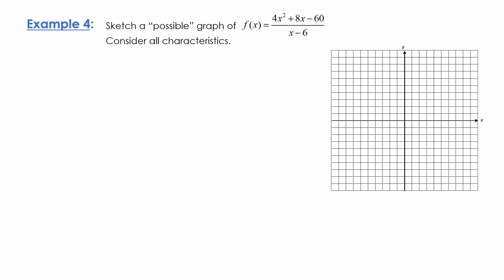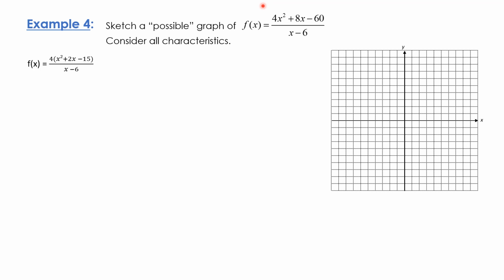Example 4, this is our last one. Sketch a possible graph of f of x. Consider all characteristics. All right, you guys have a huge toolkit of characteristics now. This one's more complicated than everything else we've done today because of the power of 2, but we're going to put all of our skills to use here to come up with a possible graph.